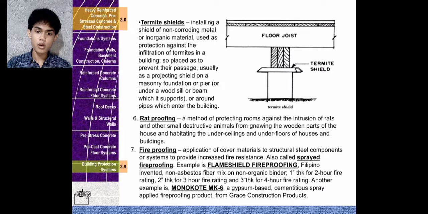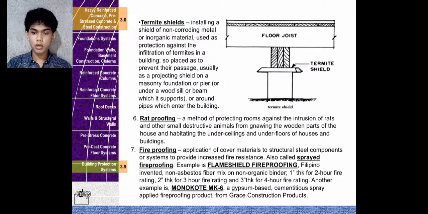The next one will be the rat proofing. Very self-explanatory. A method of protecting rooms against the intrusion of rats and other small destructive animals from gnawing the wooden parts of the house and inhabiting under ceilings and under floors of houses and buildings.